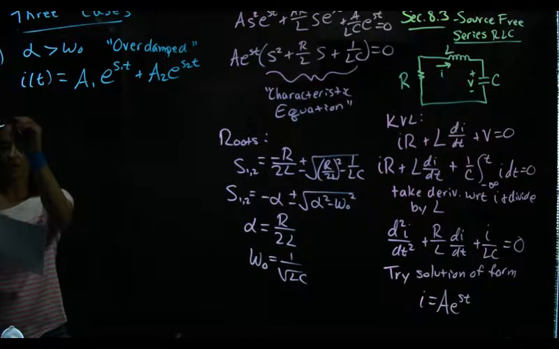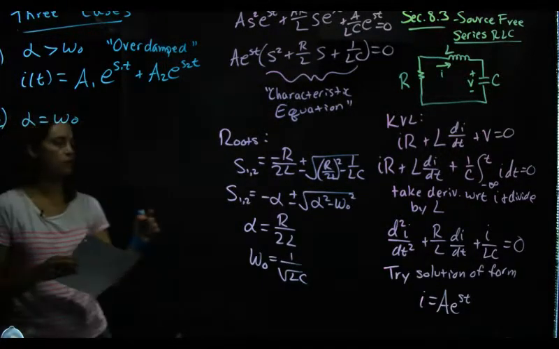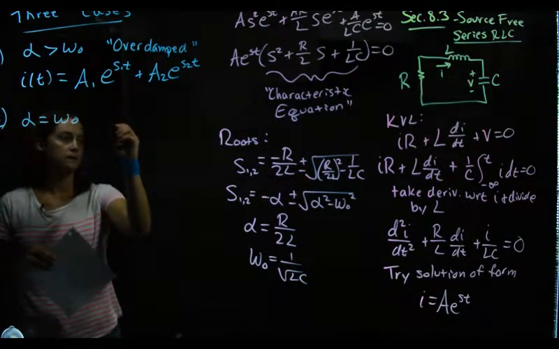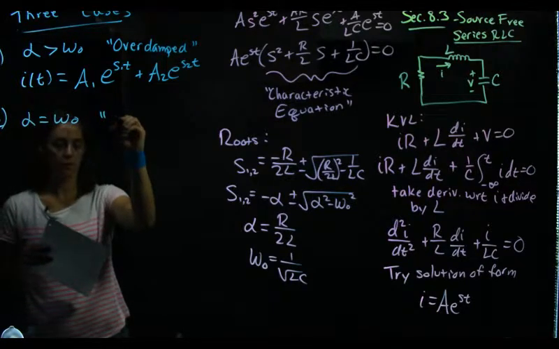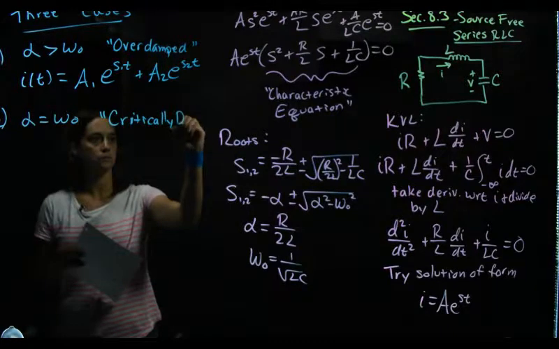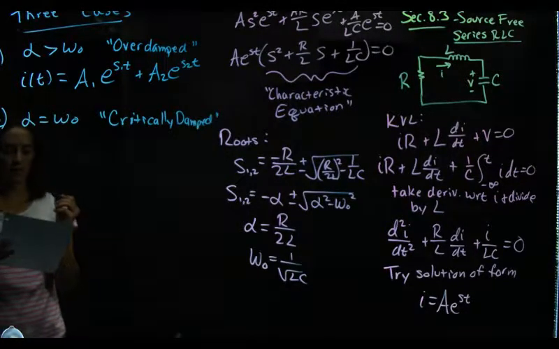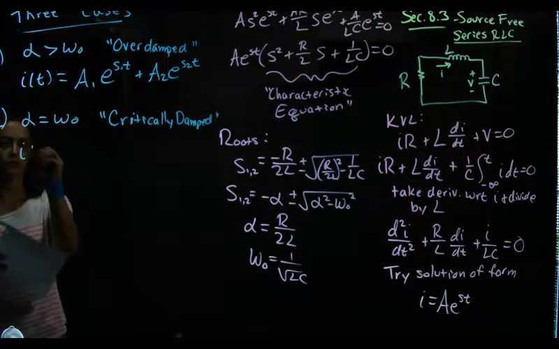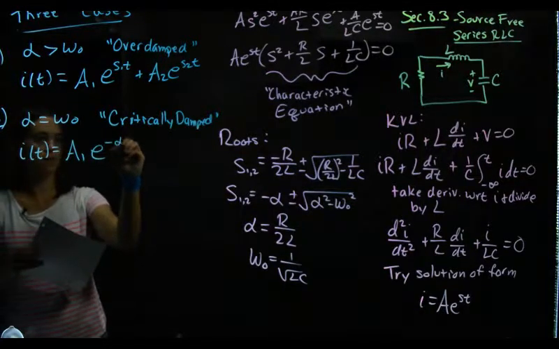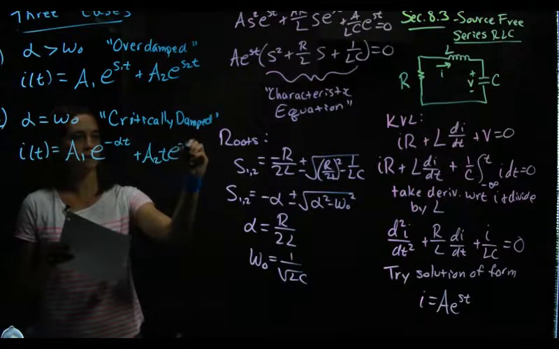Okay, our second case, alpha equals omega naught. If those are equal, s1 and s2 are equal to each other, and they're equal to minus alpha. So we call this critically damped. Again, look in your text at a photo of that. And our solution is A1 e to the minus alpha t plus A2 t e to the minus alpha t.